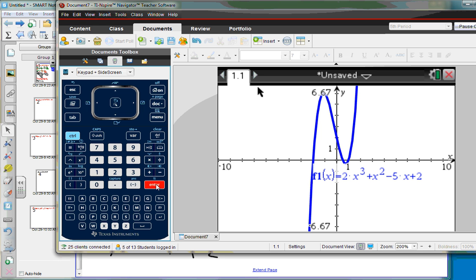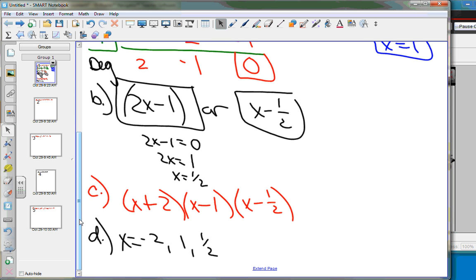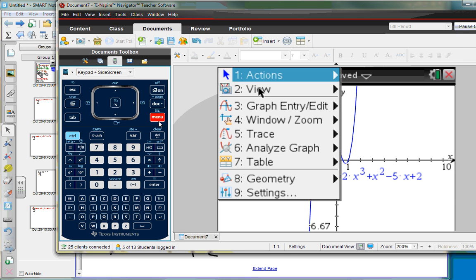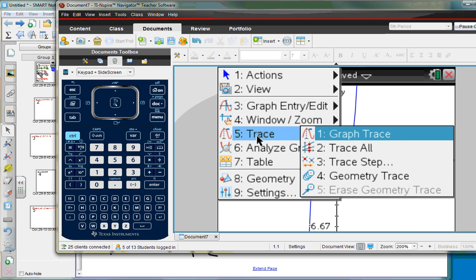Now my question to you is, I need to find out if my zeros that I calculated are correct. We can do this the long hard way by hitting menu, analyze, zero, and then doing left bound, right bound, but that sounds like a lot of work, and I'm kind of lazy. Since I already know what they are, -2, 1, and 1/2, can't I just check them by simply doing a trace? So hit menu, trace, and graph trace.